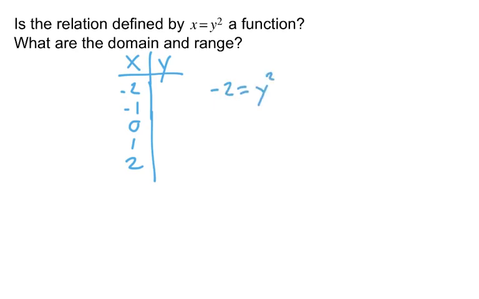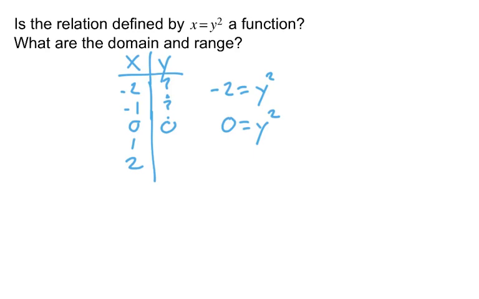Is there a real number that when you square it, you get -2? No, there's not. Now, that doesn't mean that the relation is not a function. That just means that the -2 is not in the domain. -1 causes me the same problem. 0 is okay. If x is 0, the value of y that would make that work is 0.